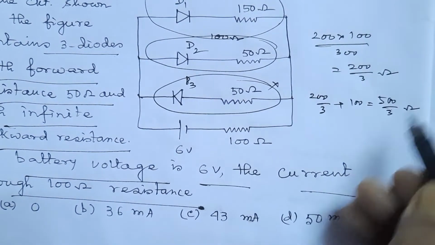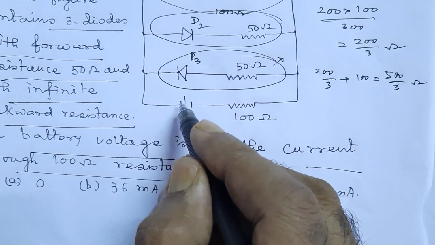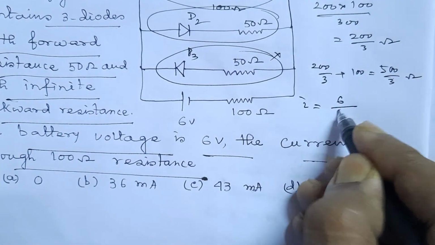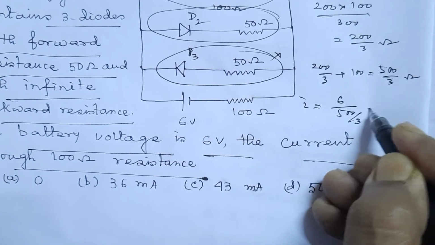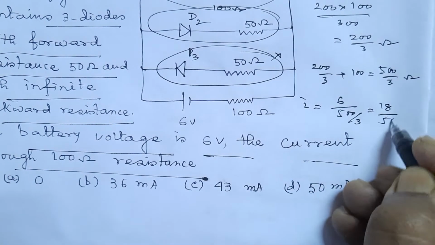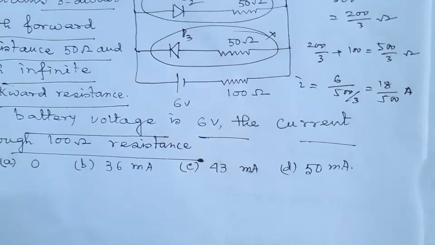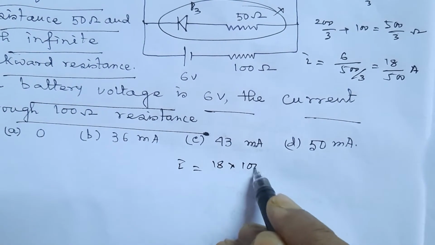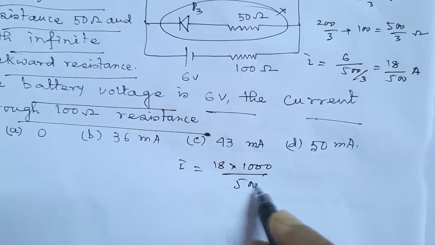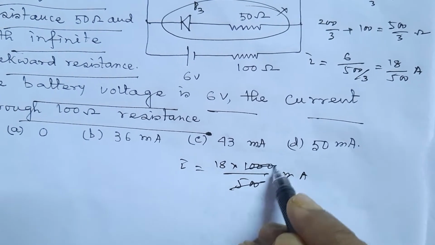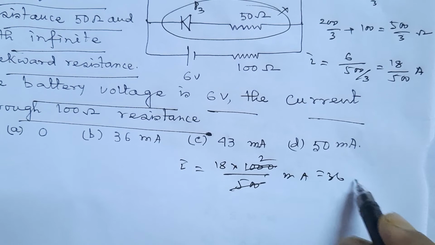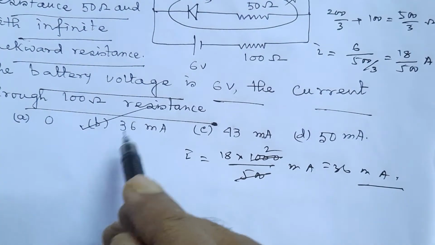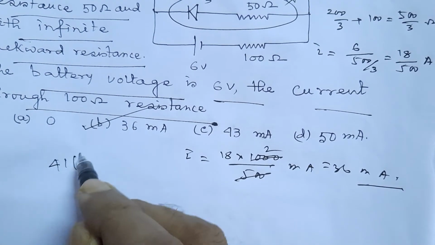Now the EMF of the battery is 6 volts, so the current is 6 by 500 by 3, that is 18 by 500 ampere. In milliampere, it is I equals 18 into 1000 by 500 milliampere, that is 18 into 2, 36 milliampere. So the answer is 36 milliampere. B is the correct answer. So question number 41 has the correct choice B.